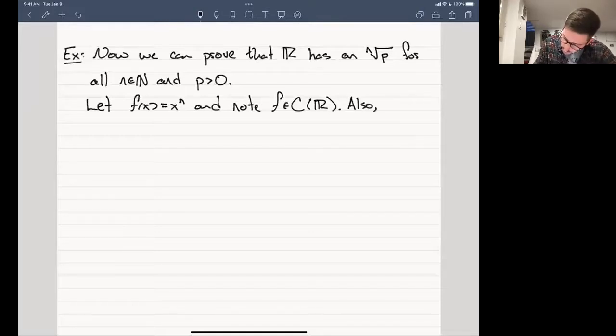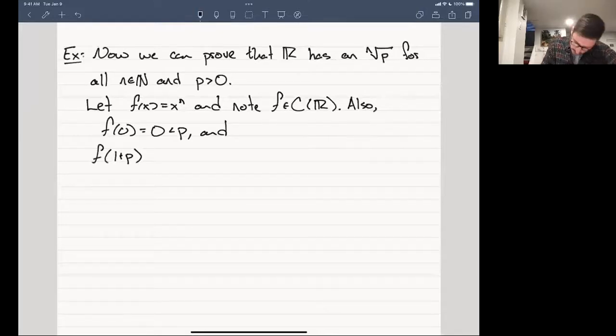Also, f of 0 is equal to 0, which is less than p because p is assumed to be positive here. So f of 0 is equal to 0, which is less than p. So we've underestimated p here. And then let's also look at f of 1 plus p, which is equal to, of course, (1 plus p) to the n, which we can expand using the binomial theorem. This is 1 to the n plus n times 1 to the n minus 1 times p plus dot, dot, dot, right?